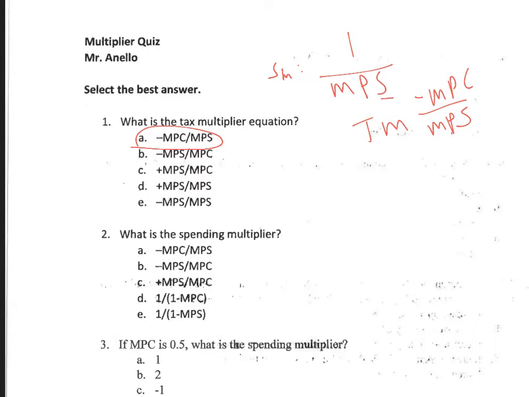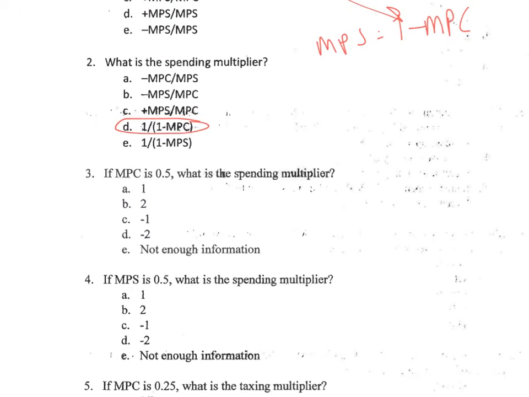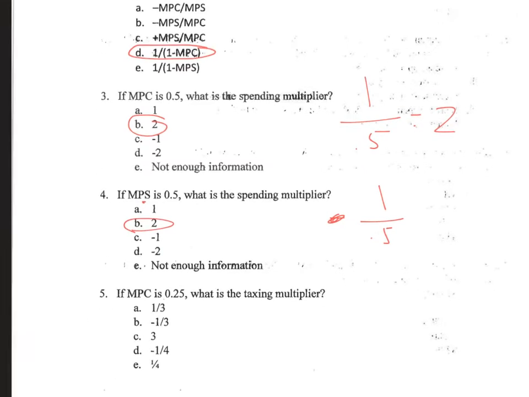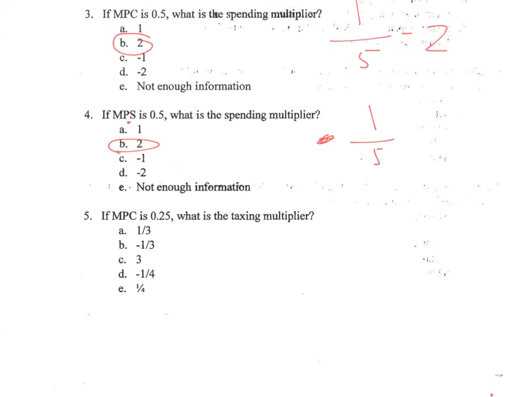And then because MPS equals 1 minus MPC, that makes this true: 1 over 1 minus MPC, if we substitute that in. If the MPC is 0.5, the MPS is also 0.5, so that is 2. Spending will always be positive. If the MPS is 0.5, what is the spending multiplier? So 1 over 0.5, that still makes it 2. What is the taxing multiplier if MPC is 0.25?